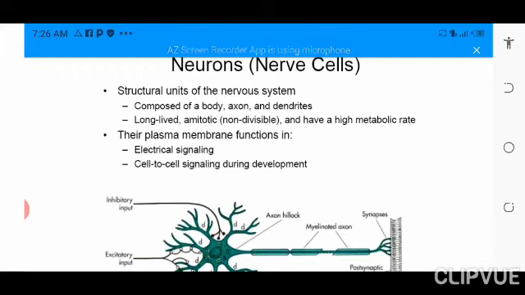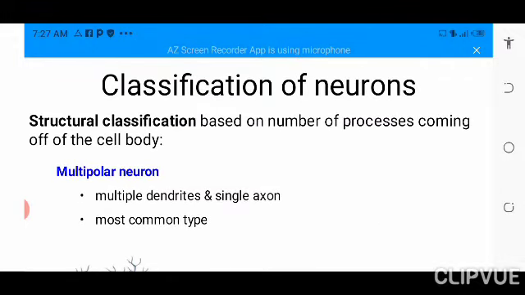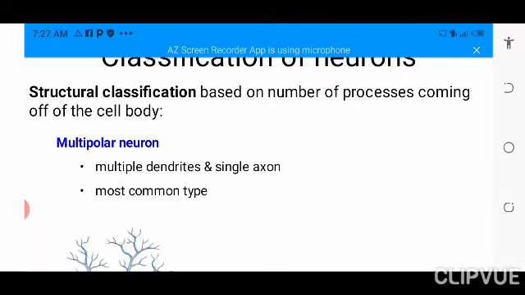Now, this communication may be that they are sending electrical signals from one neuron to another, or they are sending chemical signals. So meaning we can as well say a synapse can be chemical or electrical. Now, also remember that we have said that we could classify neurons based on the number of processes that is coming out of the cell body.